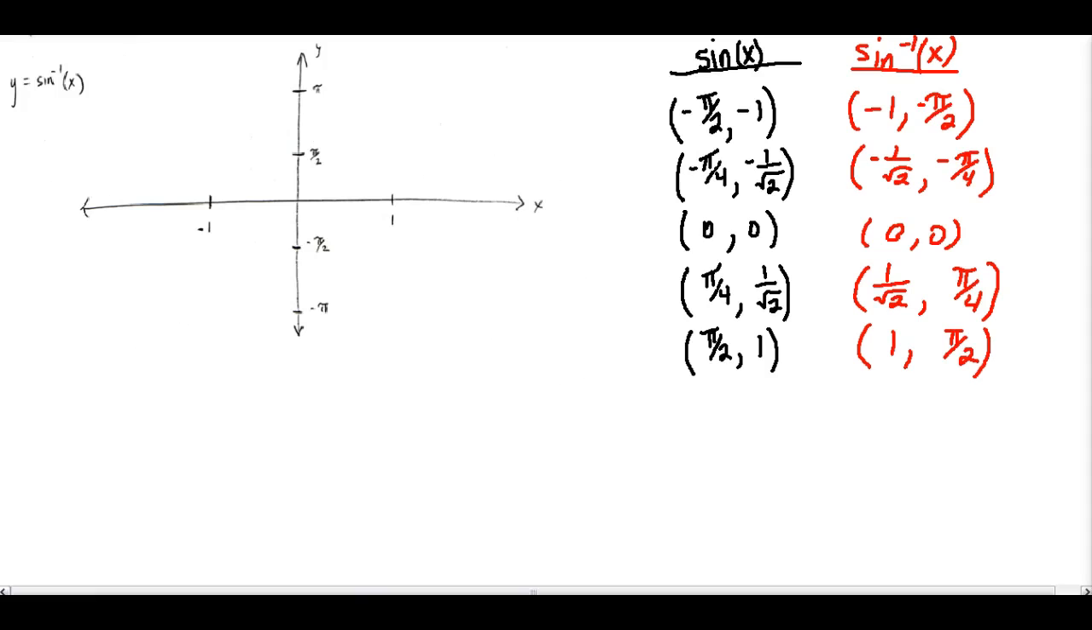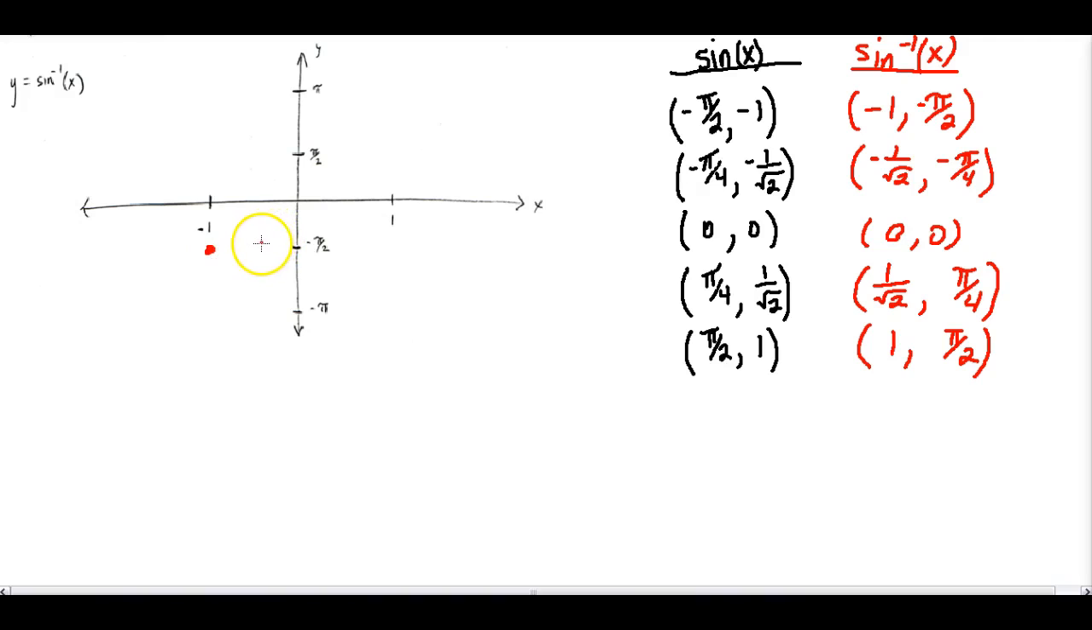All right, now that we've used our graph of sine x to find out what the inverse sine x key points would be, we've replaced our graph of sine x with the xy plane for the inverse sine function. Now all we're going to do is plot our points and see how the graph ends up looking. As we see here, our first point is negative 1, negative pi over 2. So that would be about right here.